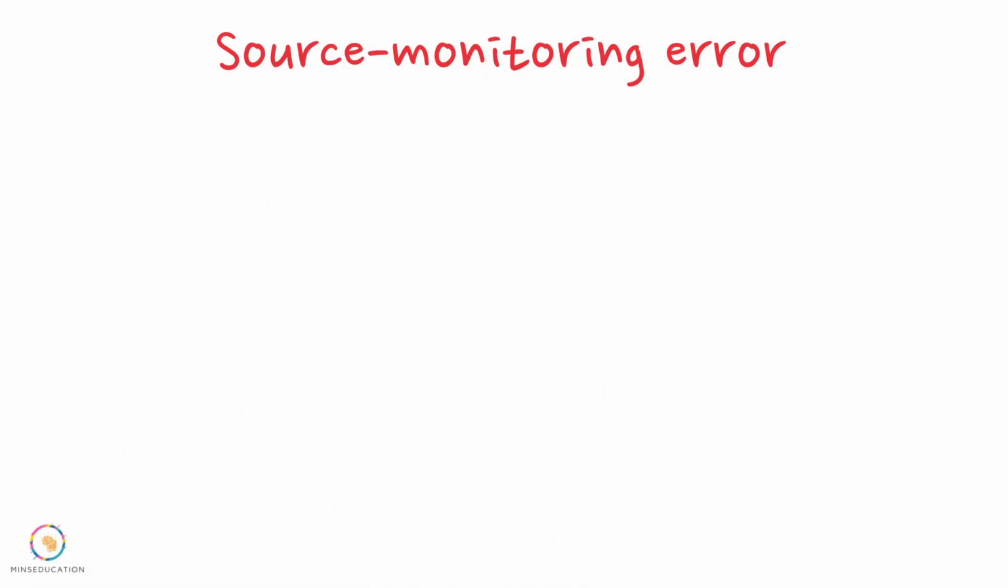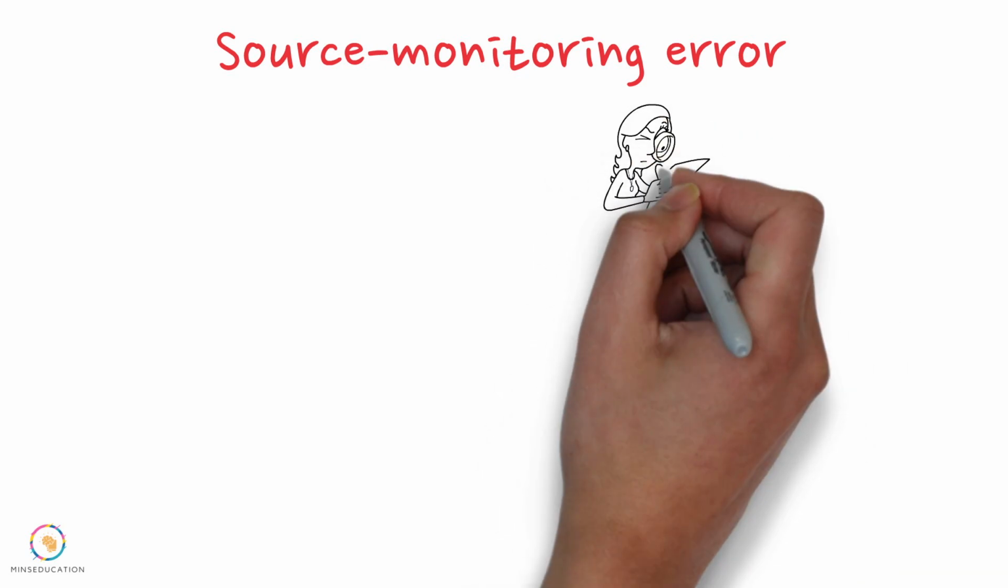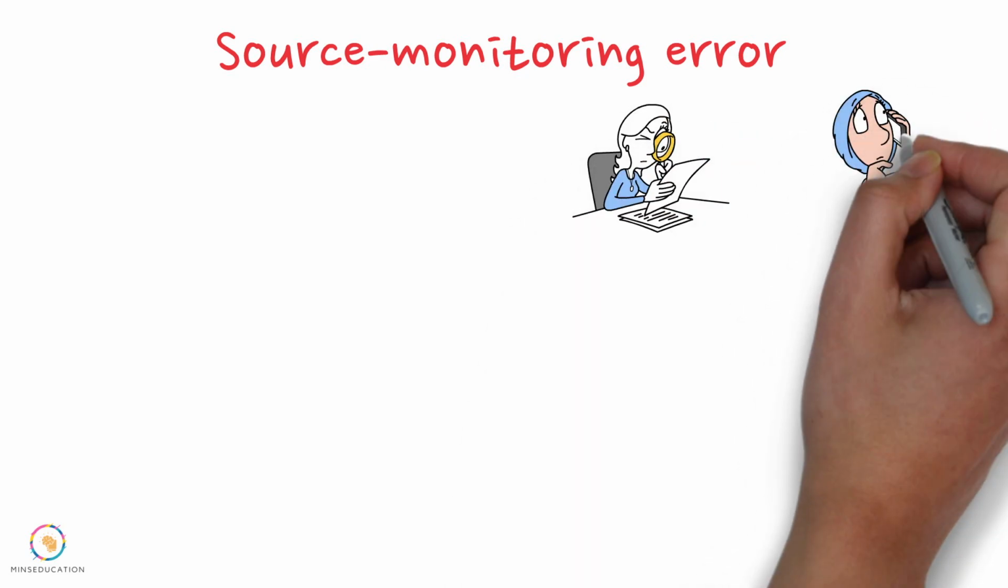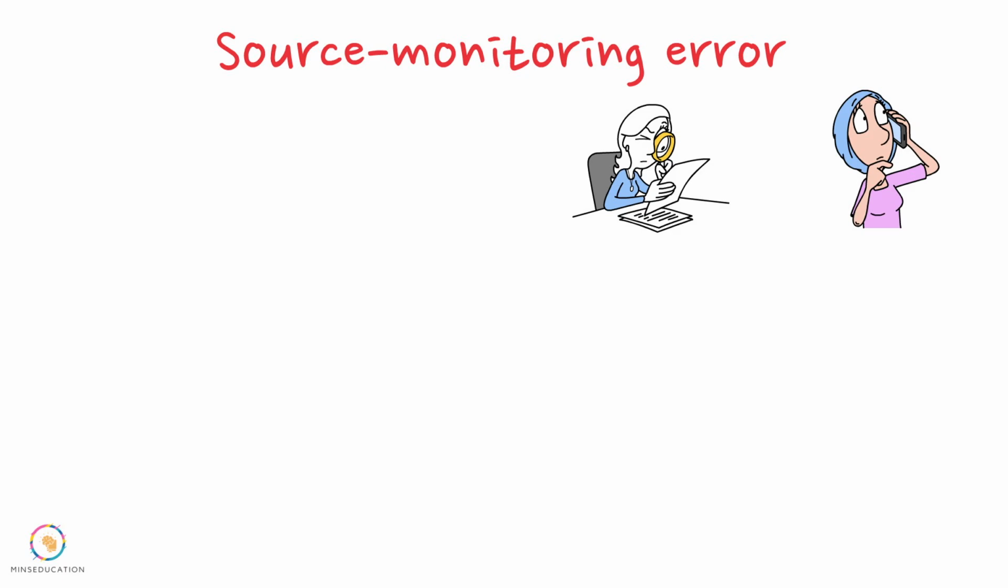Today, we will talk about source monitoring error. It occurs when we misattribute the origin of a memory. Imagine recalling a fact, but forgetting whether you read it in a reputable scientific journal or talked about it in a casual conversation with a friend. To understand this better, let's break it down.